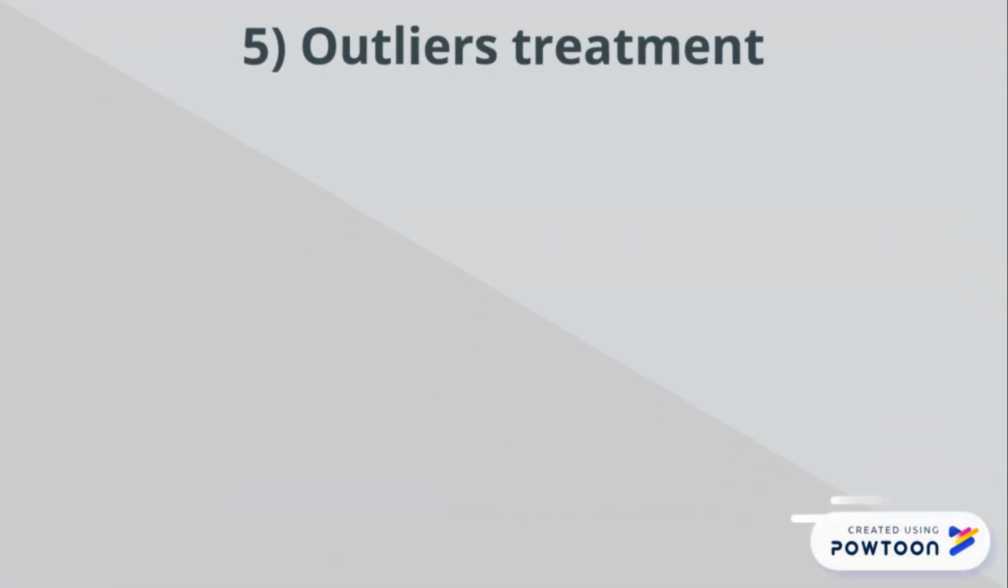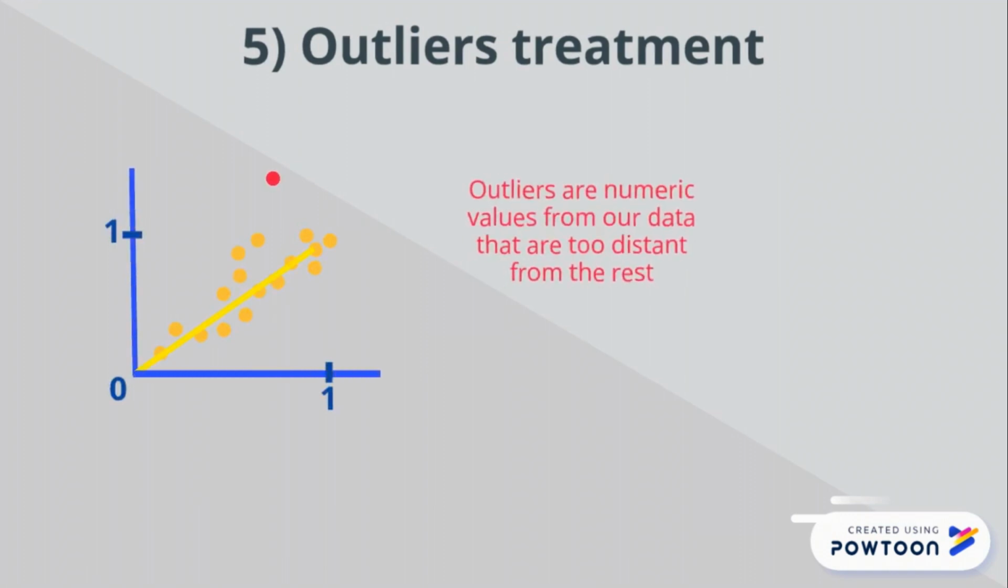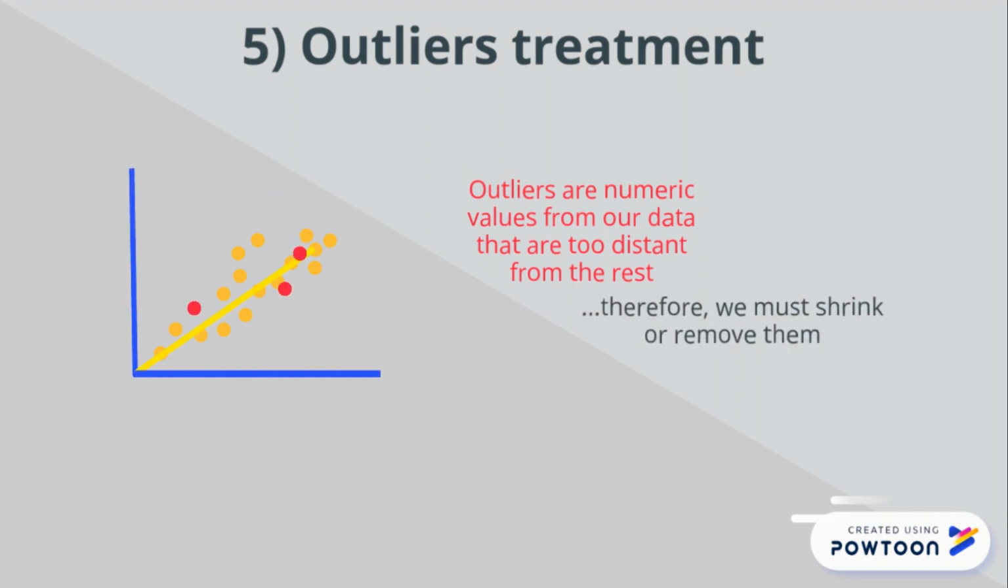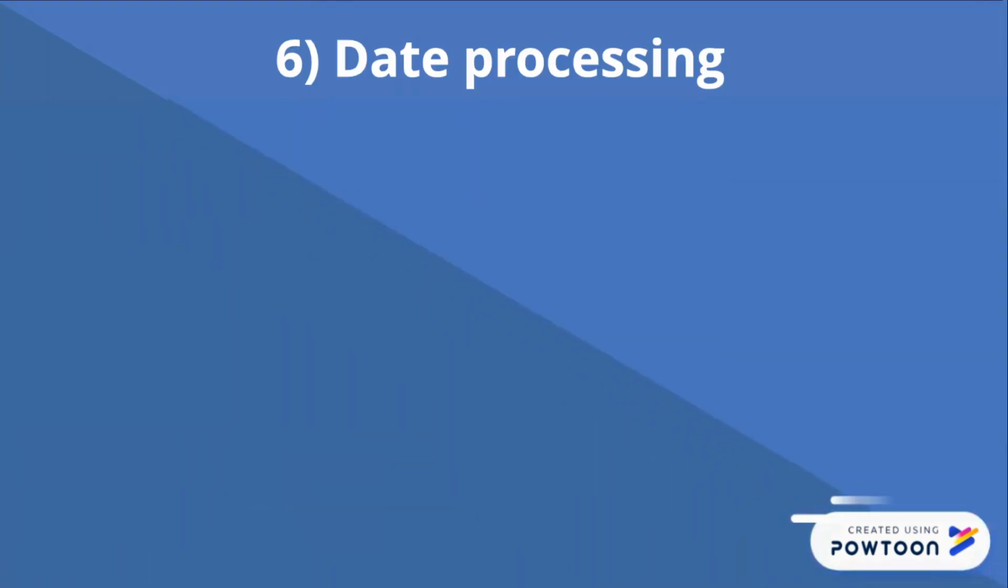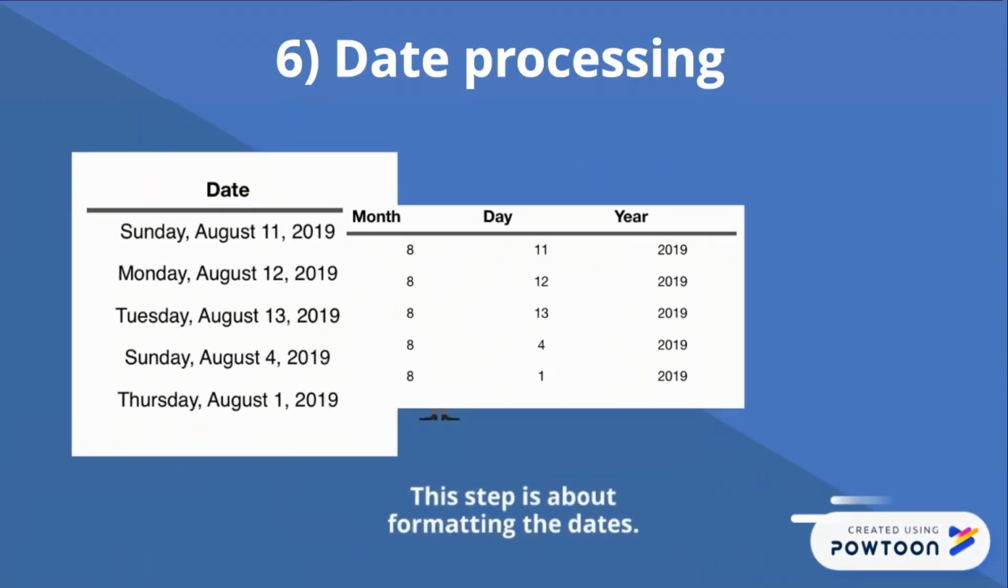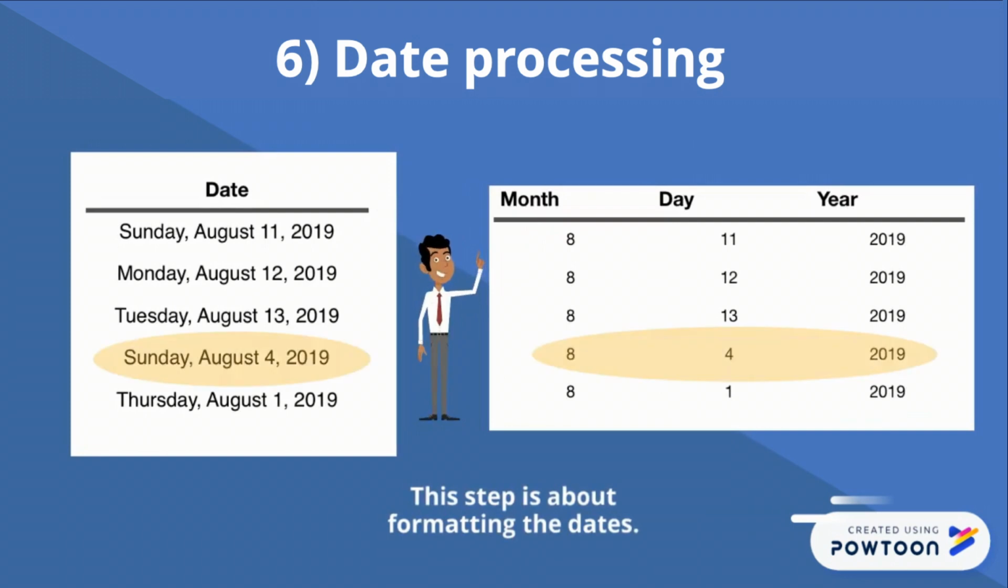Sometimes we have to deal with outliers which can affect our model's performance. We can treat them by shrinking or removing them. Last but not least, dates are often very useful features if we break them down and extract their value.